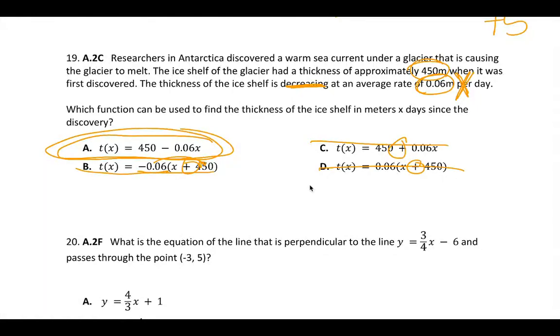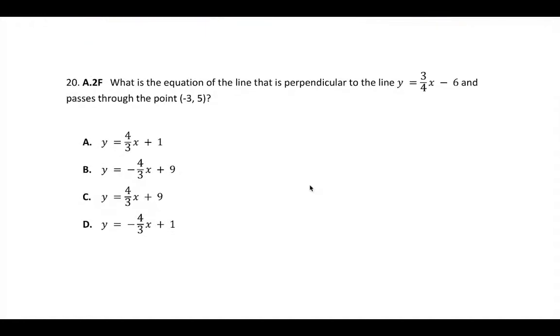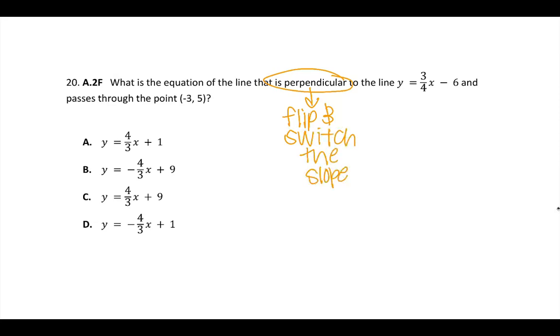Ooh, this one's fun. What is the equation of a line that is perpendicular? Remember, perpendicular means we are flipping and switching the slope. So perpendicular to this line and goes through the point negative 3, 5. So instead of the 3/4 slope, we're going to flip it to be 4/3, and it's positive. We're going to switch it to be negative.